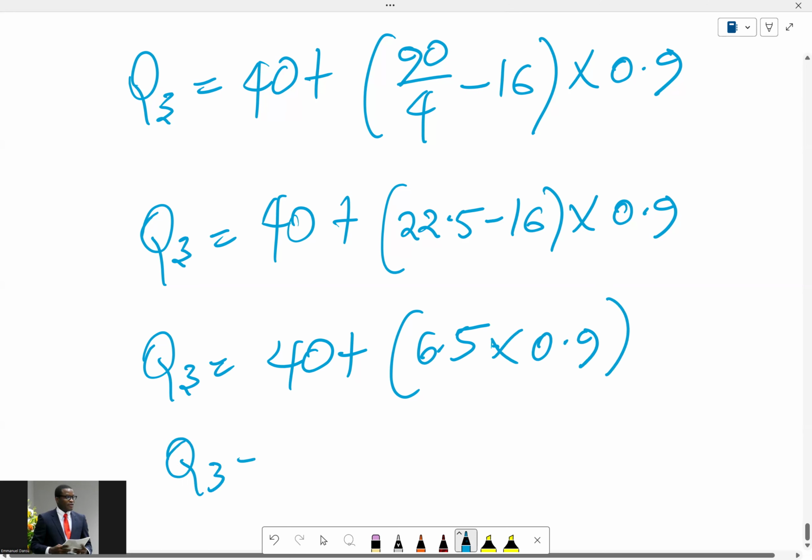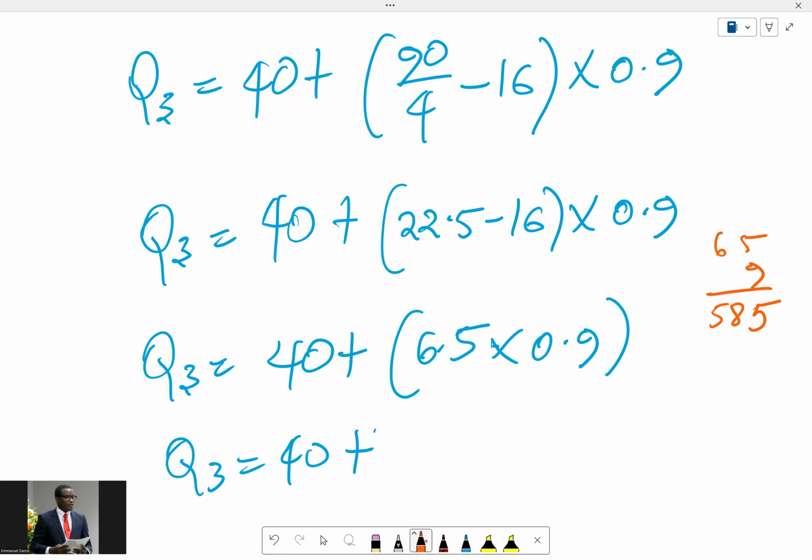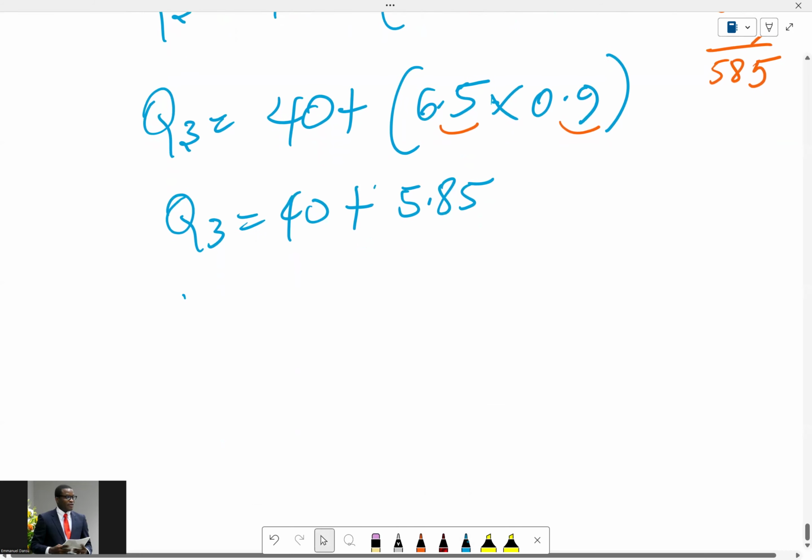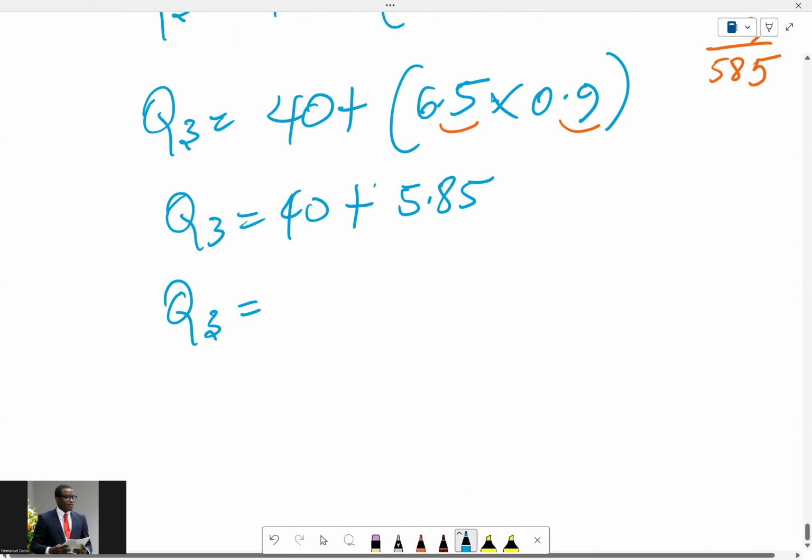So Q3 is 40 plus, it's just an aside, 65 times 9. 9 times 5 is 45. We're holding 4. 9 times 6 is 54. 54 plus 4 is 58, I believe. Yep, 9 times 7, 45, hold 4. 9 times 6, 54 plus 4, that's 58.5. So two decimal places, that's 5.85. Two decimal places, because this is 1, this is 2. So we have 5.85.